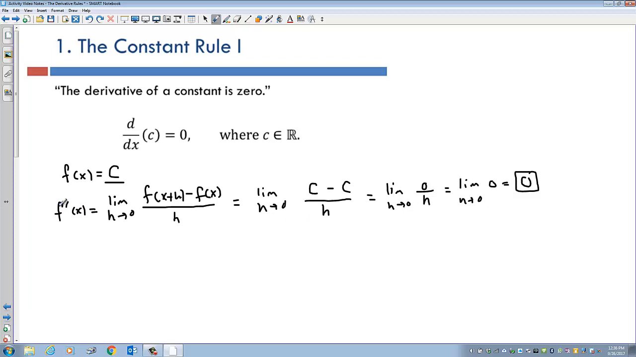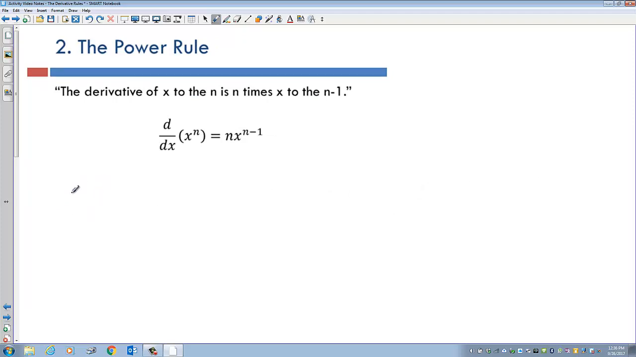Right, so all the rules that we have basically come from the definition of the derivative. And we learn these rules in order to avoid having to use that definition. All right, so that's for the constant rule. And then for the power rule, it's actually kind of interesting how you show that the derivative of x to the n is n times x to the n minus 1.